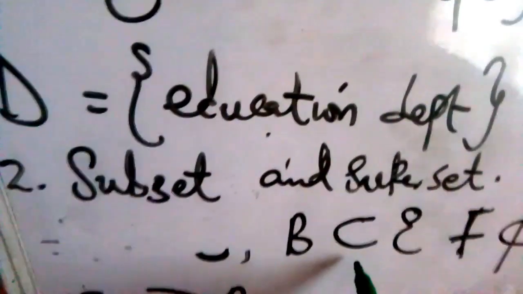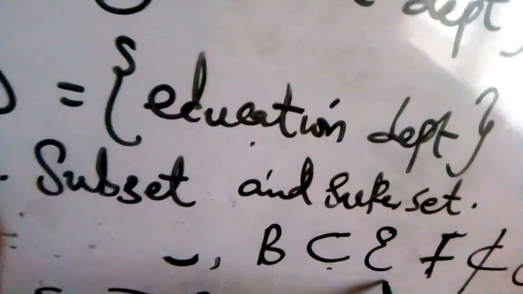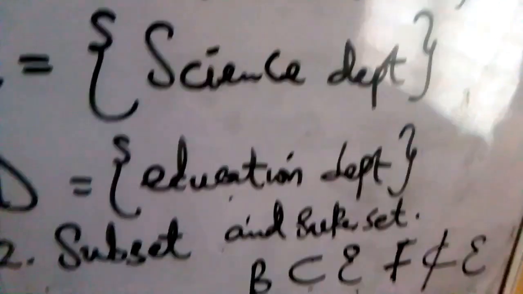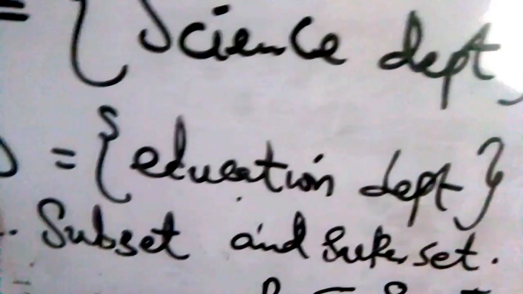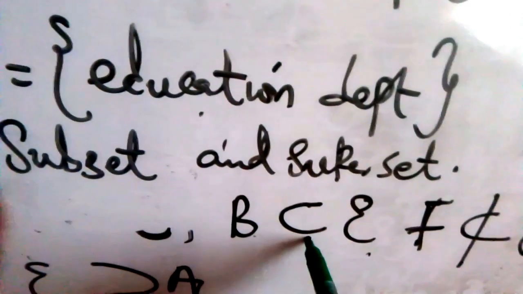Let's use this. B is a subset of the universal set. Where is B? B is students in the engineering department, and B is the subset. This symbol here that looks like a C stands for subset.